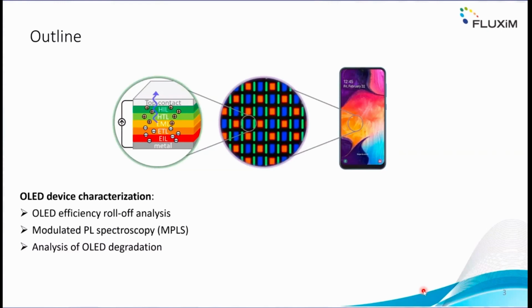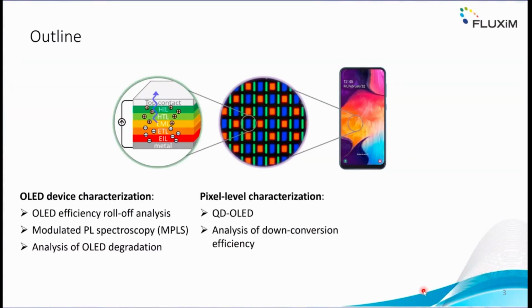For that, we have recently introduced a measurement technique that we call modulated PL spectroscopy, MPLS. And as I indicated, we also have one example today about OLED degradation analysis. Then a topic not directly related to OLED, but since OLEDs are also being combined with QD films for blue OLED plus down conversion to red and green, we have put some effort into characterizing the down conversion films that can be combined with OLED. So that's an additional topic.